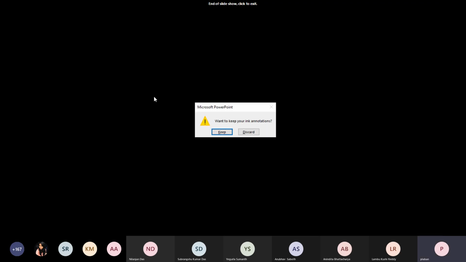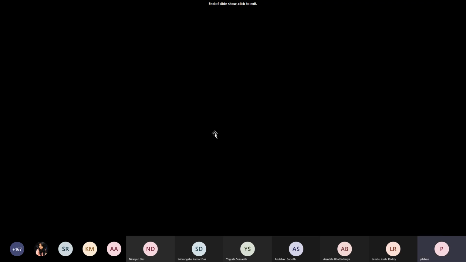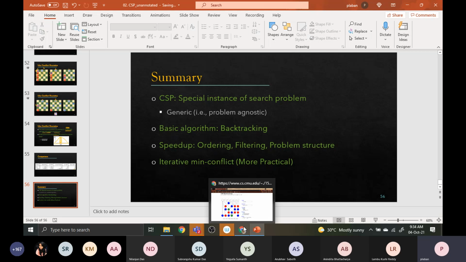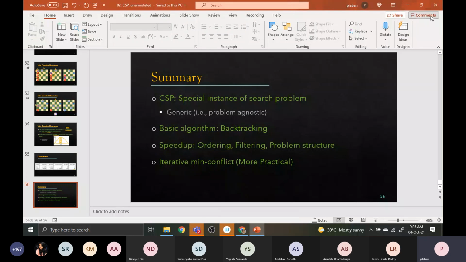Okay, so we are done with this CSP. So we can have a quick break, maybe, it's already 9:35. So let us meet at 9:40. At least we can start the introduction part of satisfiability.